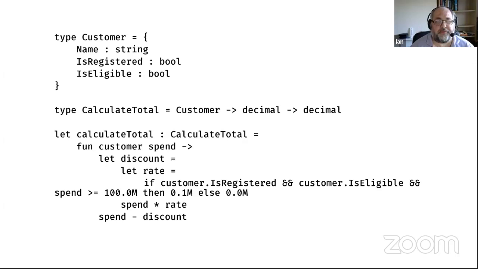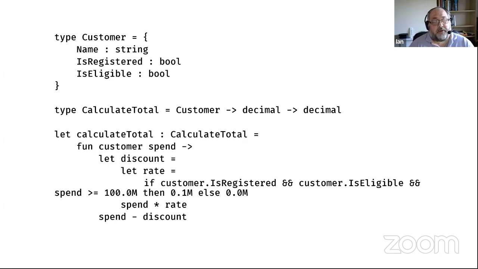I also have a little function signature. Calculate total is customer, decimal, decimal. The way to read that is that the thing on the right hand side after the last arrow is the return type, and anything to the left of that are the parameters that you pass in. So calculate total takes a customer and a decimal and returns a decimal.